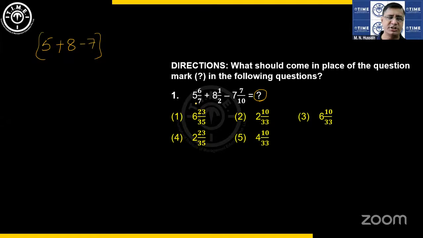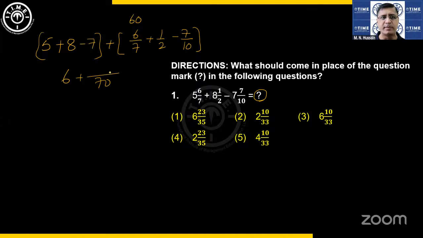So these are the integers. 8 minus 7 means 1. 1 plus 5, that is 6. What about the proper fractions? 6/7, 1/2, 7/10. The LCM of the denominators here is 70. Now 7, how many times does it go in 70? 10 times. 10 into 6, that is 60.